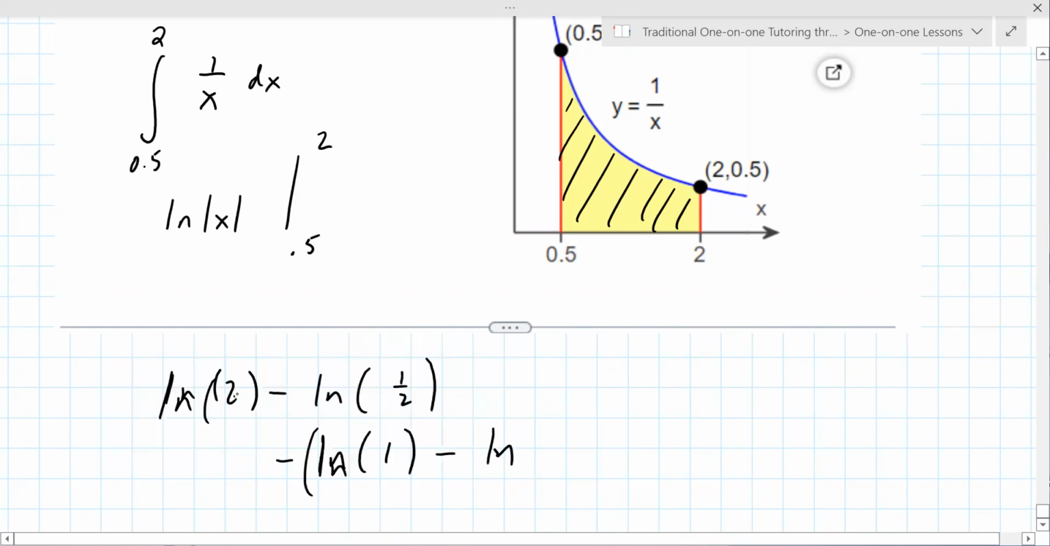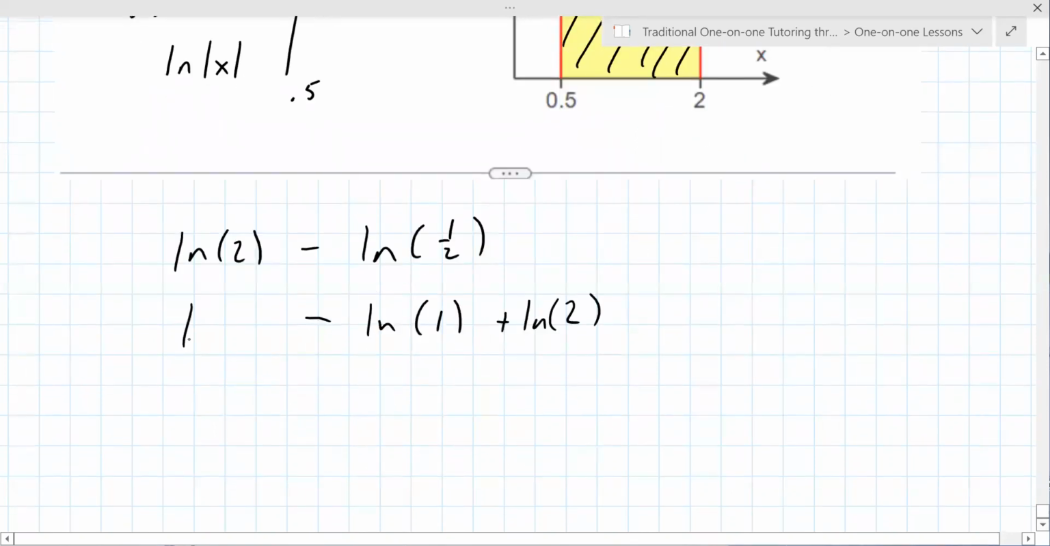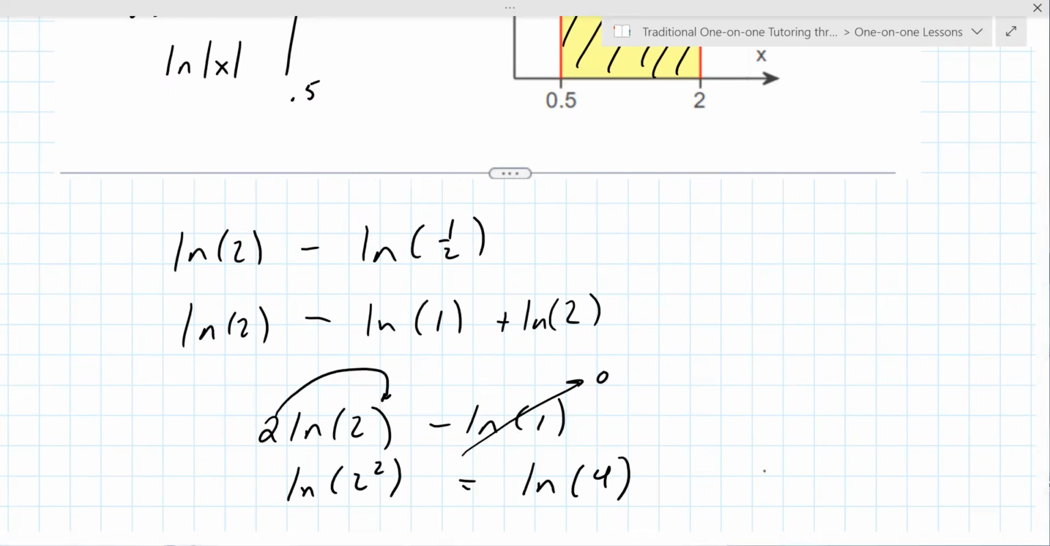So natural log of 2 minus the natural log of 1/2. This becomes the natural log of 1 minus the natural log of 2. But when you negate it, then the second one becomes positive. And so you actually have 2 natural logs of 2 minus the natural log of 1. This one's really 0. It's a property. And then this 2 comes up here. So it becomes natural log of 2 squared, which is the natural log of 4. And so this is one of those where your calculator might not actually give you what you want. That's letter C, by the way. And you just have to manipulate it to look like the answer. Okay.